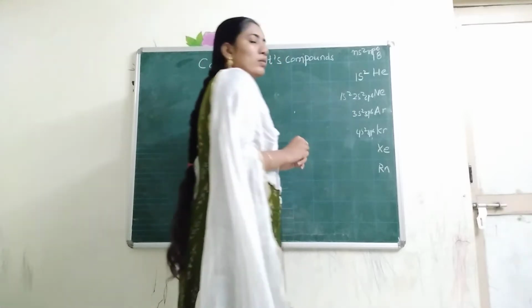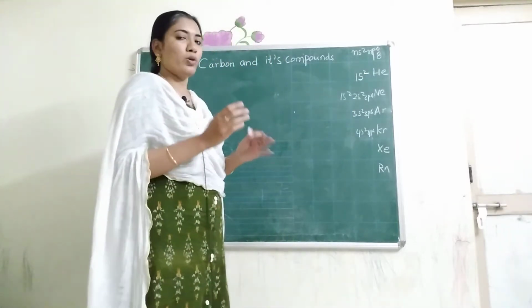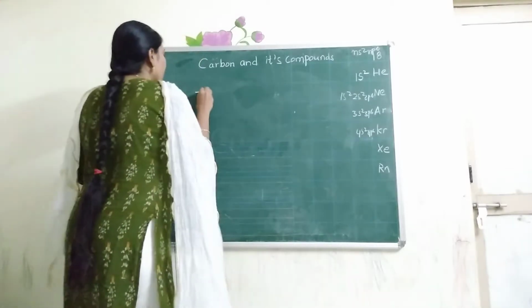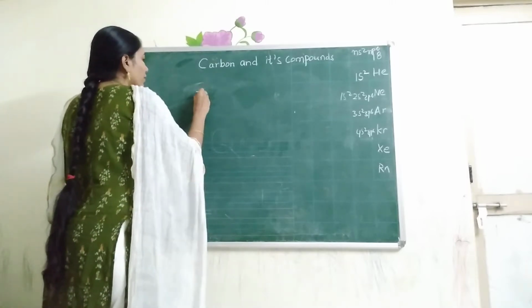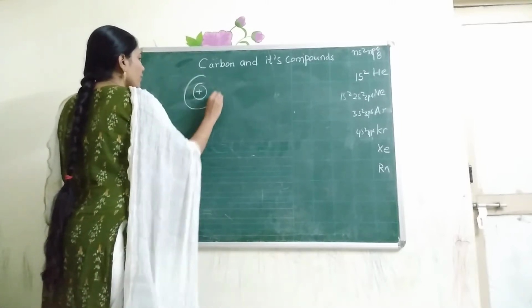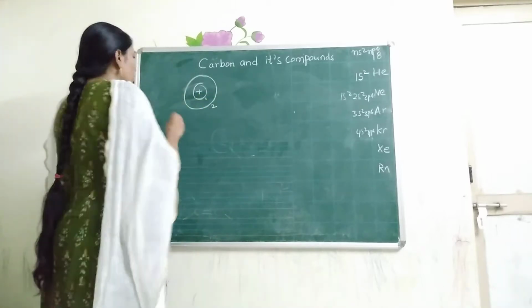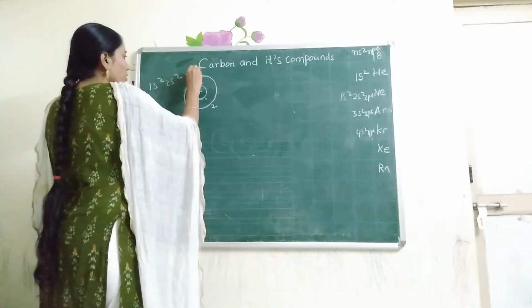Okay, now your question is, what is the outermost shell? What is the valence shell? Both are one and the same. The outermost shell means, for example, consider this is a carbon atom. Okay, this is the first shell and this is the second shell. The configuration of carbon is 1s2, 2s2, 2p2.